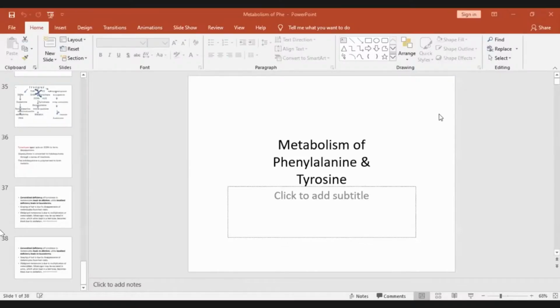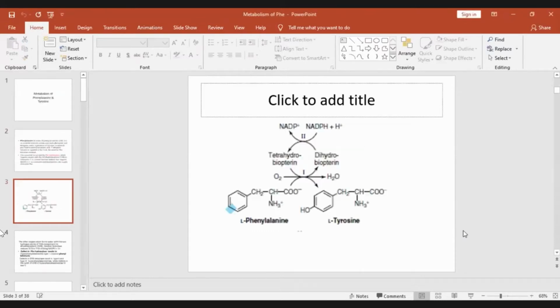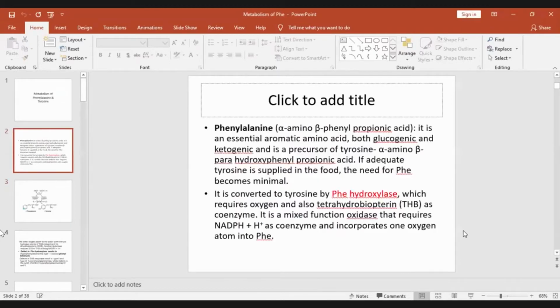Okay, so last class we learned about the metabolism of phenylalanine and tyrosine. For phenylalanine, the main metabolic pathway is its conversion to tyrosine. What is the chemical name for phenylalanine? Alpha amino beta phenyl propionic acid. What is tyrosine? Alpha amino beta para-hydroxyphenyl propionic acid. So only one hydroxyl group is different.